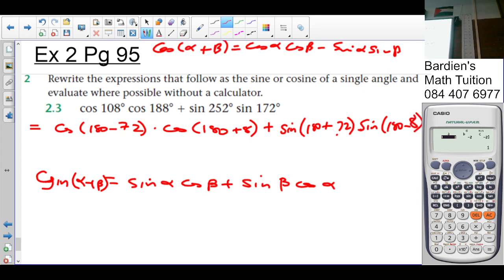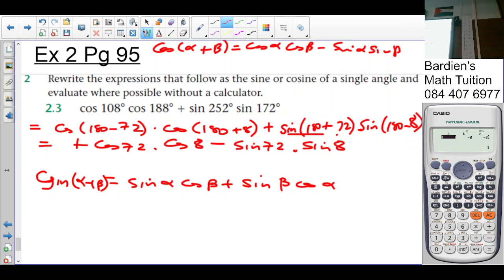So what do we have now? We reduce. So 180 minus is in the second quadrant. Is cos positive or negative in the second quadrant? Negative. So it's negative cos 72 times 180 plus, third quadrant. Is cos positive or negative? Negative. Making this negative a positive cos 8. 180 plus, which quadrant? 3. Sine positive or negative? Negative. Sine 72 times 180 minus, second quadrant. Sine positive or negative? Positive. Sine.